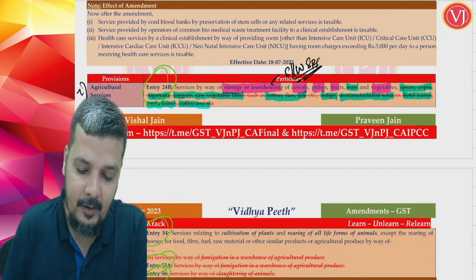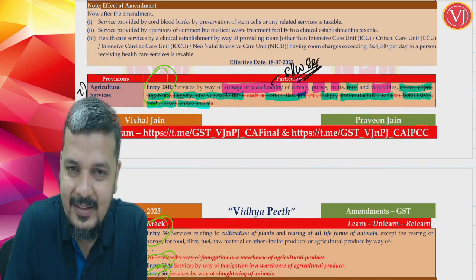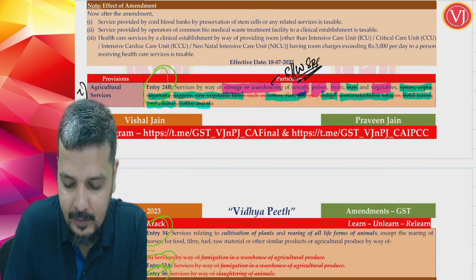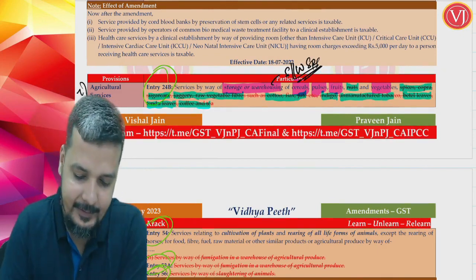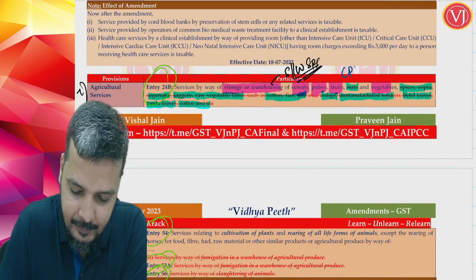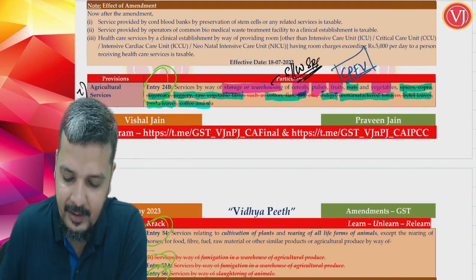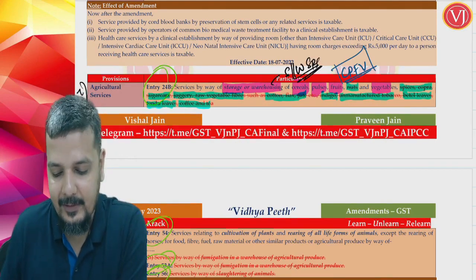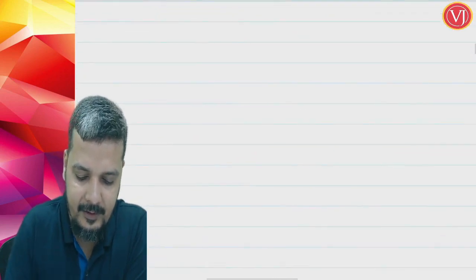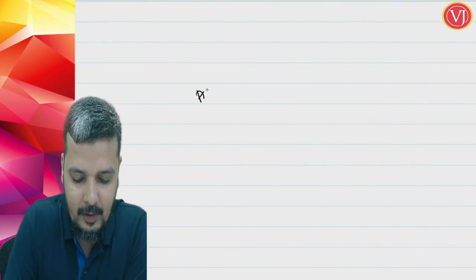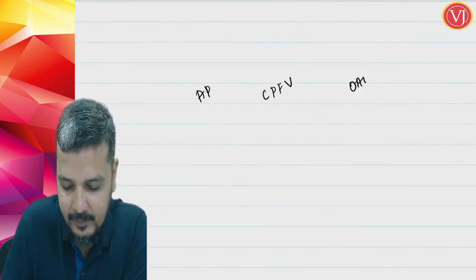Now, storage and warehousing services of what exactly is still exempt is only limited items: cereals, pulses, fruits and vegetables. Only these items are still exempt. Everything else is taxable. A lot of items were there, so after the amendment, things are very simple.